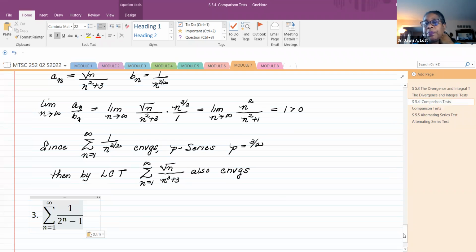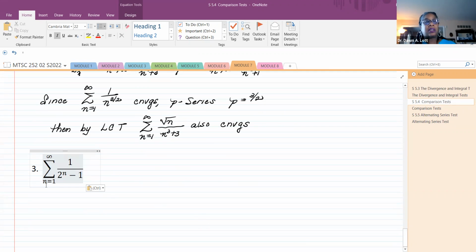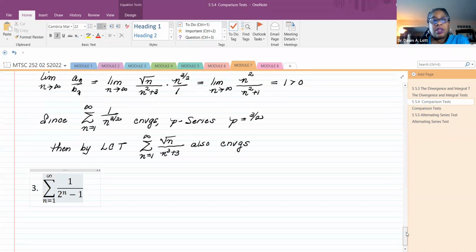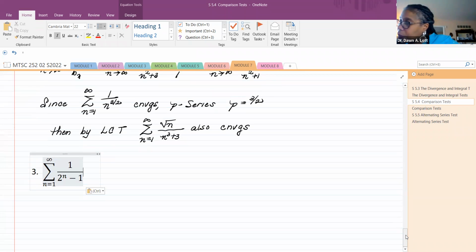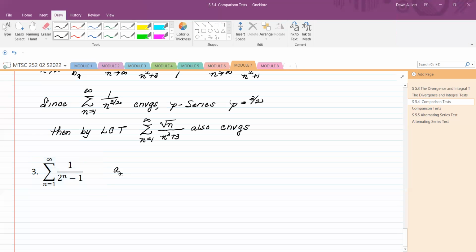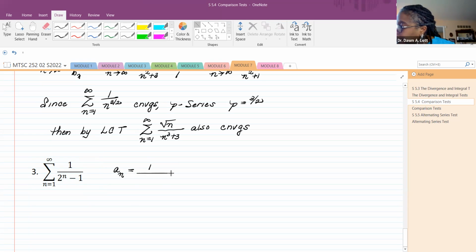All right, so for this limit comparison test, we need to determine whether this series converges or diverges. And we're using the limit comparison test for this. So our a_n is the series that we have. a_n is 1/(2^n - 1).